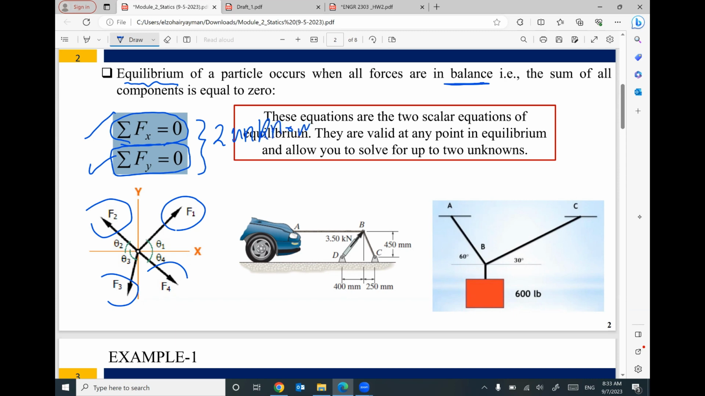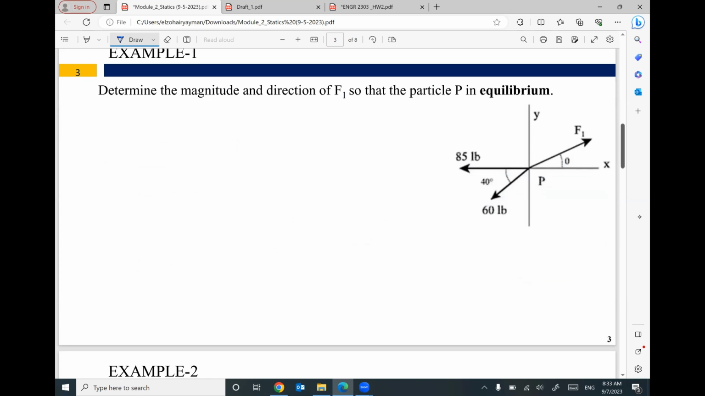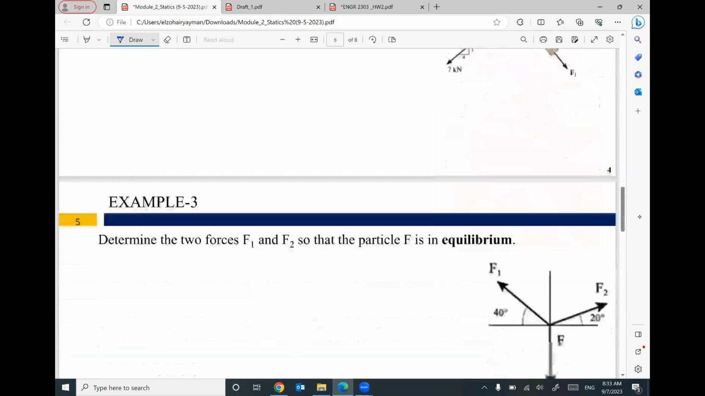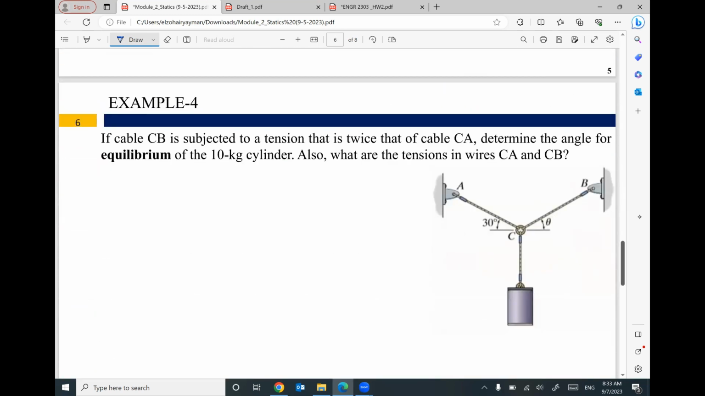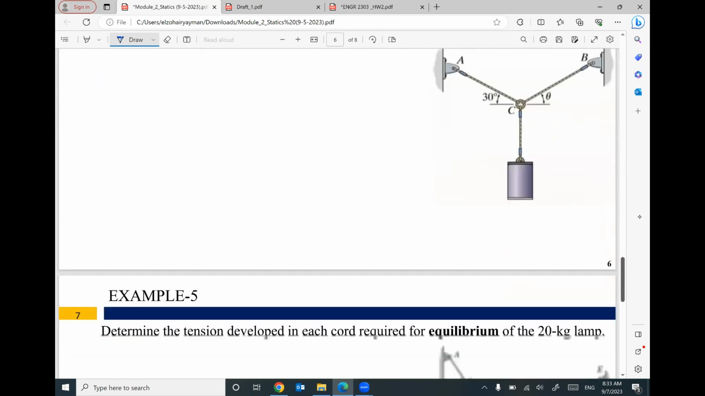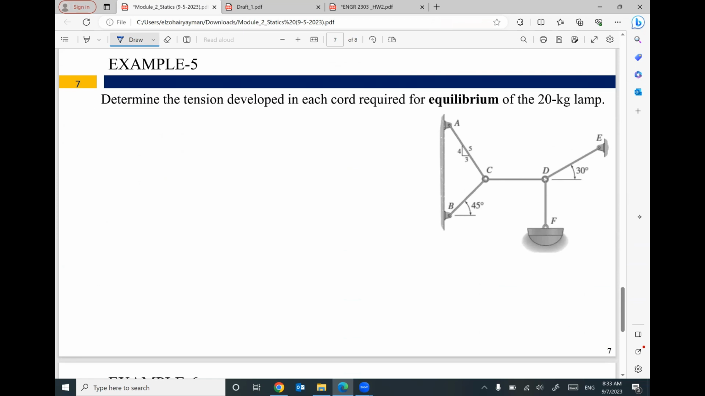And we did examples last meeting. I will do more examples today. I will start with this example. I will do 2 examples, 100% solution, and then I will give you a hint about the rest.